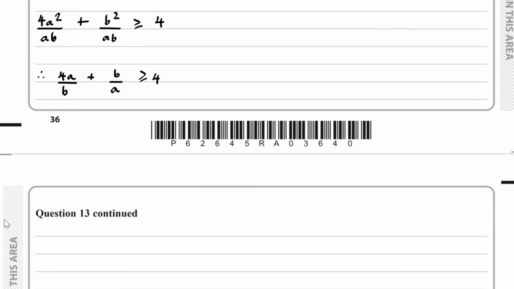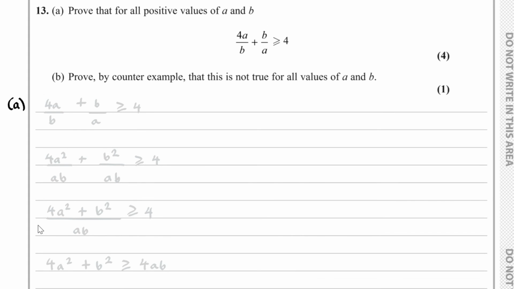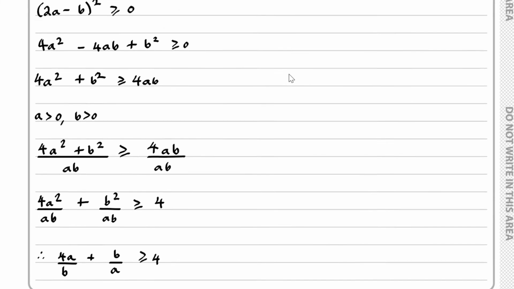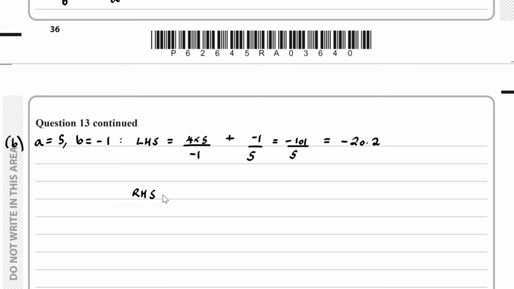And for the next part of the question, we have to prove by counterexample that this is not true for all values of a and b. Well, what we can do over here is choose a negative value for b, for example, and see what we'll end up with. For example, if you've got a equals 5 and b equals minus 1, on the left hand side, we have 4 times 5 over minus 1 plus minus 1 over 5, which is minus 101 over 5, which if you want to work that out, that's minus 20.2. And on the right hand side, we've got this 4.